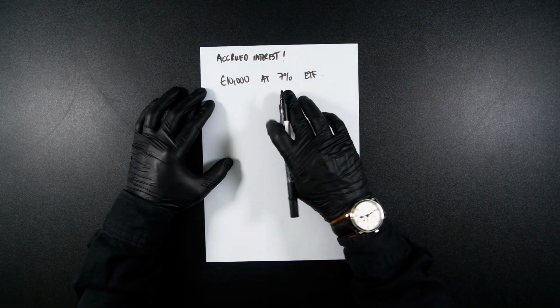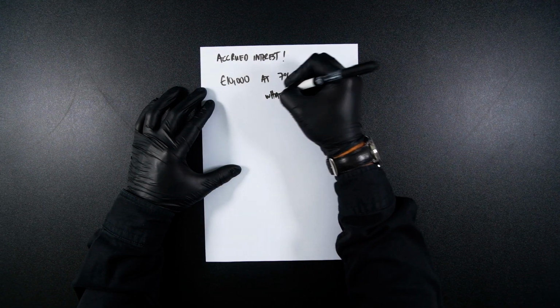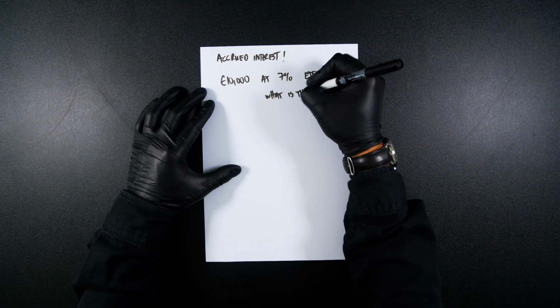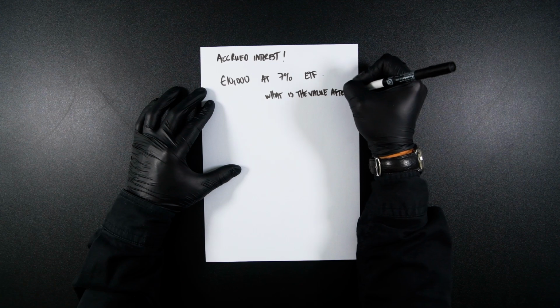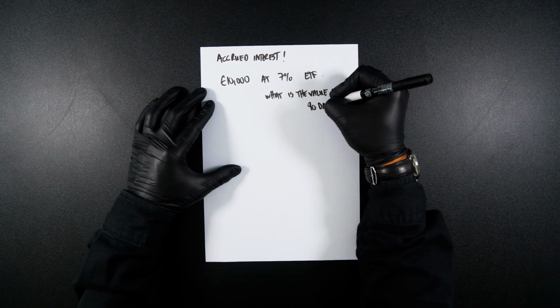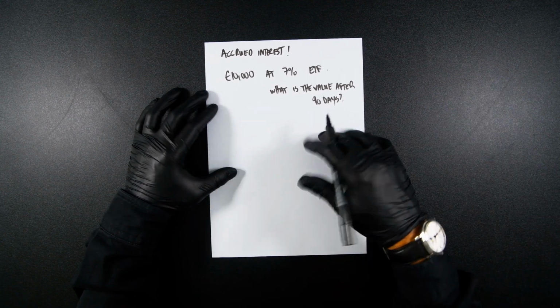How do you find out, if that's 7% per year, what is the value after 90 days? So we need to use an equation.